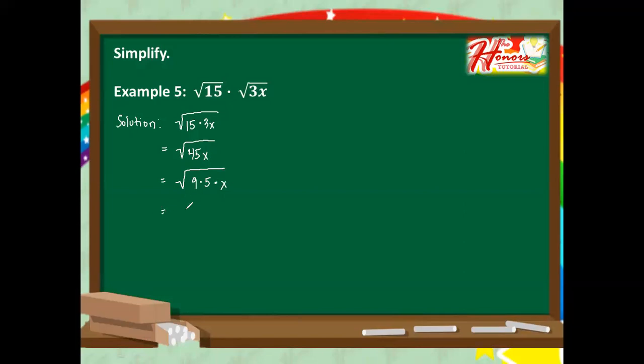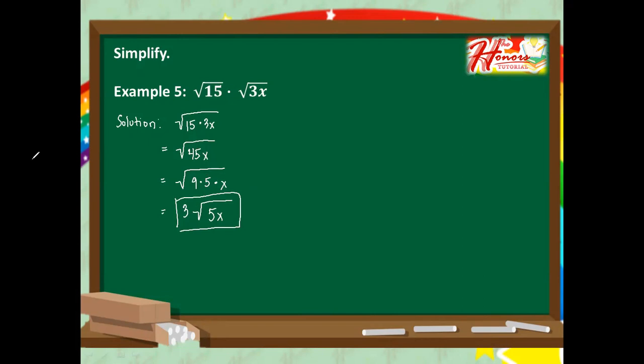The square root of 9 is 3, so we will write it outside. Square root of 5 not possible, and x not possible also. So they will still remain inside the radical symbol. So 5 times x, that is 5x. So the answer for example number 5 is 3 square root of 5x.